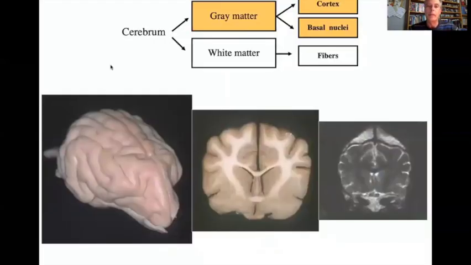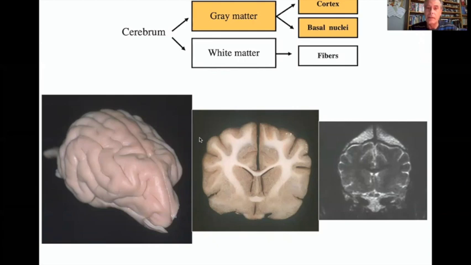Okay, we will start with the cerebrum. The cerebrum is formed by two cerebral hemispheres that are separated by the longitudinal fissure. And as you see, the more external part of the cerebrum, the cerebral cortex, is folded. Between these folds, there are sulci, right? These folds are called gyri. So the cerebrum is made of gray matter and white matter. The gray matter forms the cortex or pallium and the basal nuclei. And the white matter is formed by fibers.